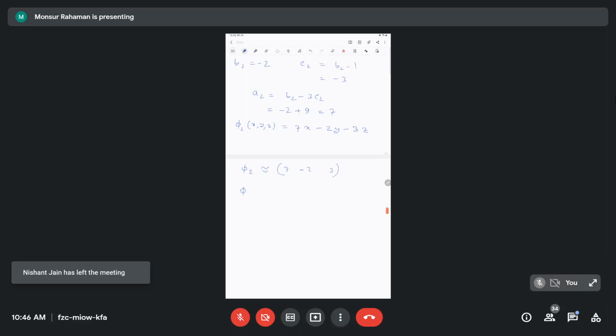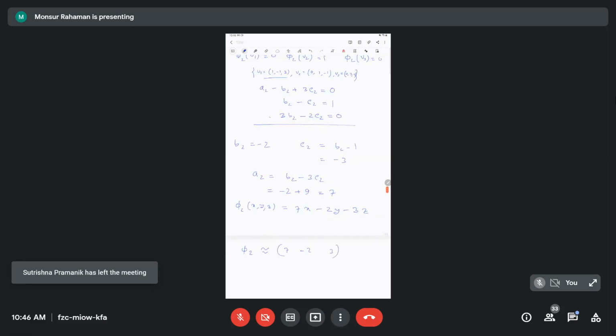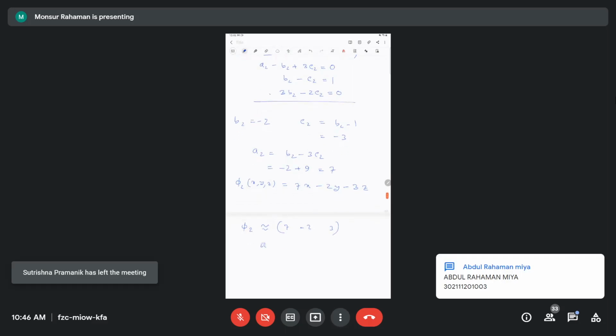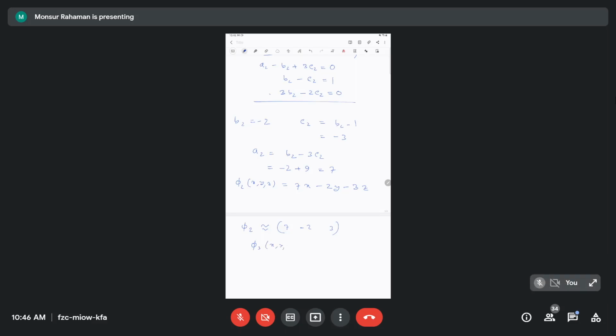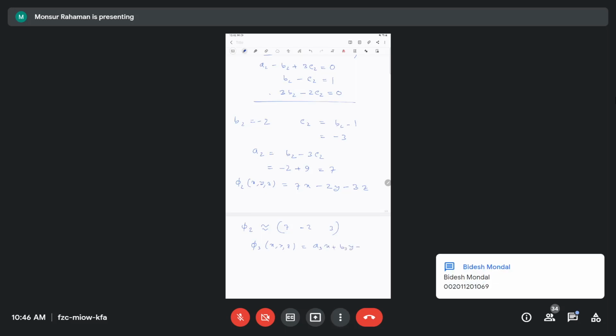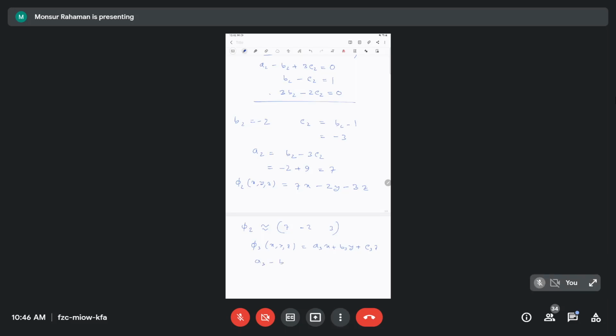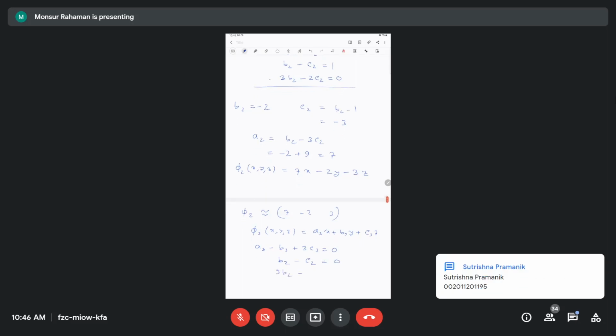And phi 3 will also be the same, just in the equations here 1 will come and there 0 will be. So if phi 3 xyz equals a3x, b3y and c3z, then the equations will be a3 minus b3 plus 3c3 equals 0, b3 minus c3 equals 0, and 3b3 minus 2c3 equals 1.